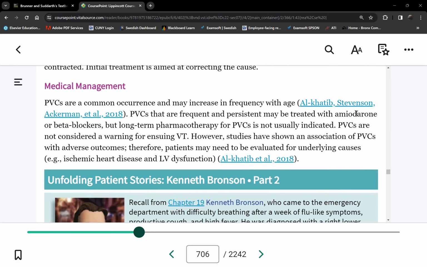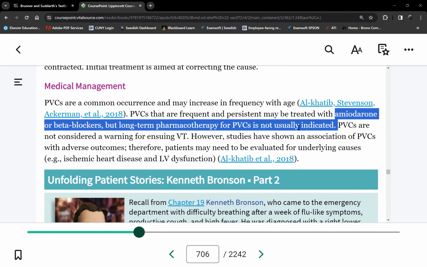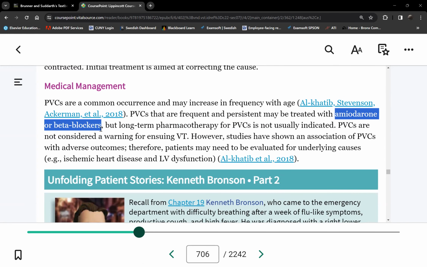And what did we say again about whenever we give antidysrhythmics? What do we always monitor? We will expect another dysrhythmia that could result from that treatment.